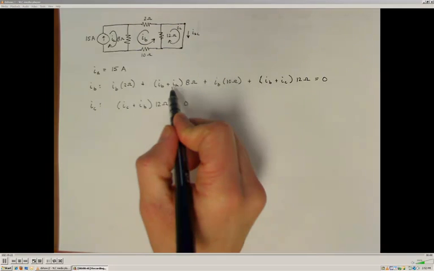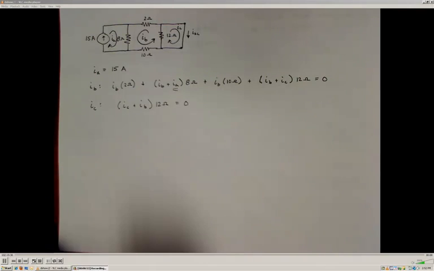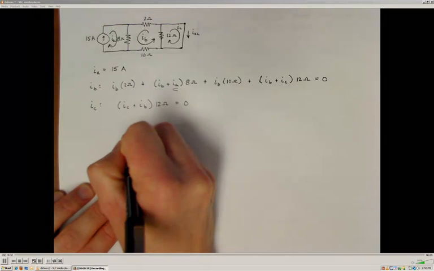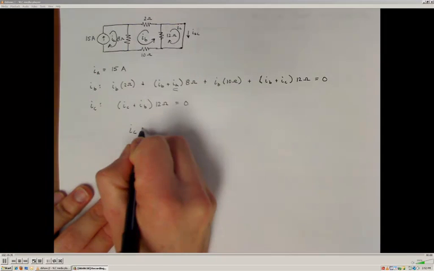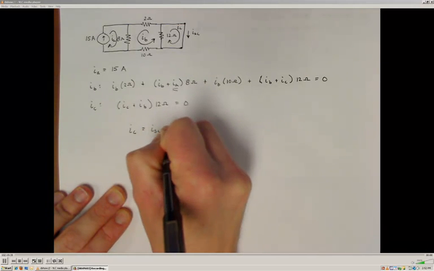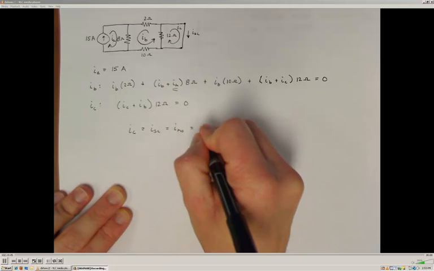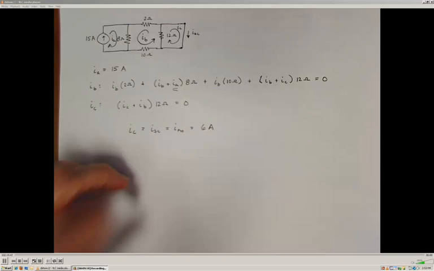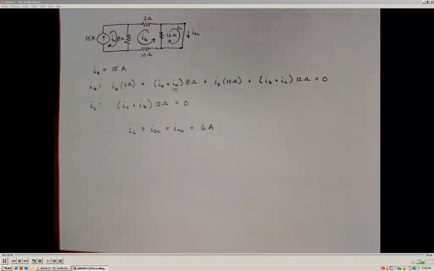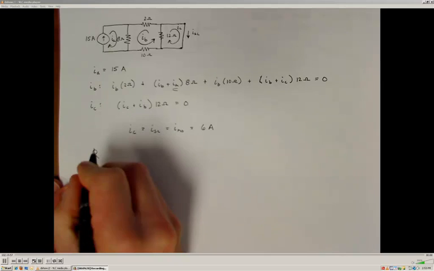I can plug in 15 amps for IA because I already know what that value is. I'll let you do that on your own, and when you do that, you should determine that the short circuit current, which is the current in mesh IC, which is also the Norton current, is equal to 6 amps. Okay, so with this information now, since I know the open circuit voltage and the short circuit current, I can determine the equivalent resistance for the circuit.